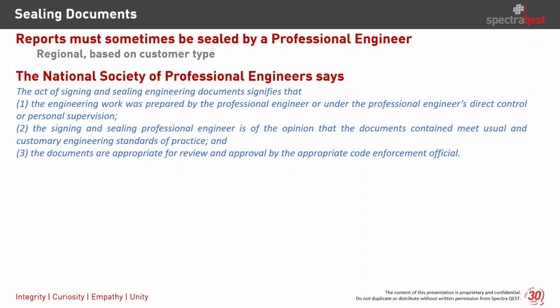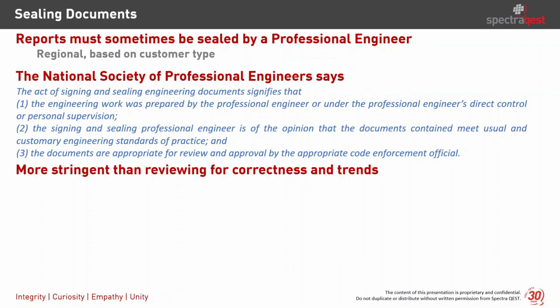The National Society of Professional Engineers says that the act of signing and sealing engineering documents signifies that the work was prepared by the professional engineer or under their direct control or personal supervision. The signing and sealing professional engineer is of the opinion that the documents contained meet usual and customary engineering standards of practice, and the documents are appropriate for review and approval by the appropriate code enforcement official. This statement means that when sealing a document or stamping a document as a professional engineer, this is really more stringent than reviewing test reports for trends in data or data entry mistakes.